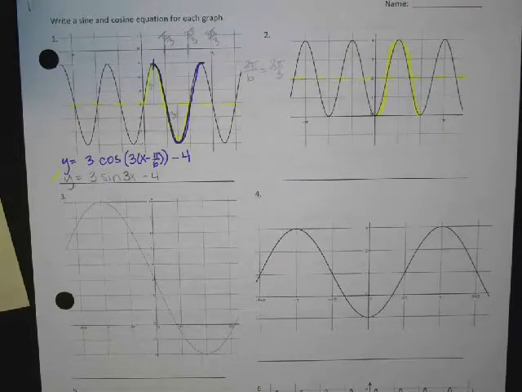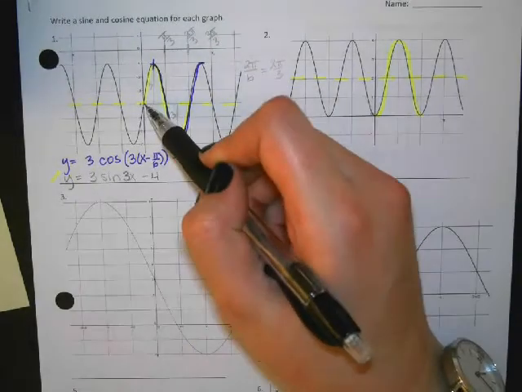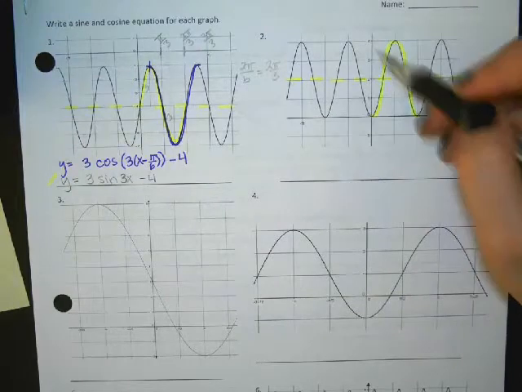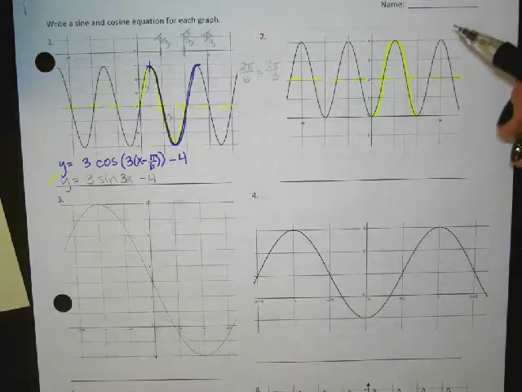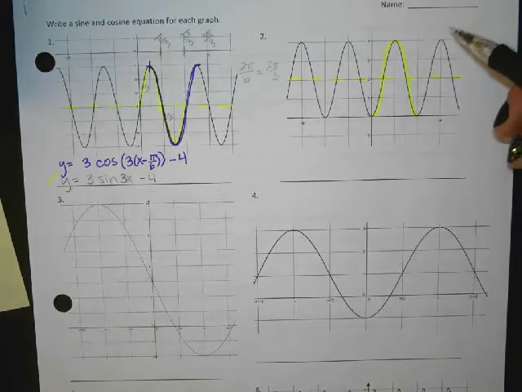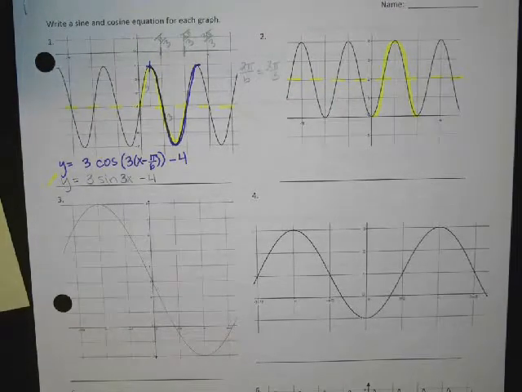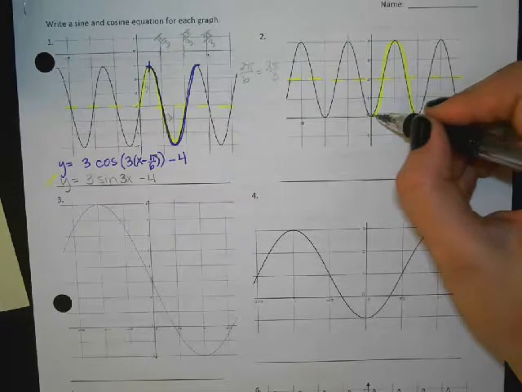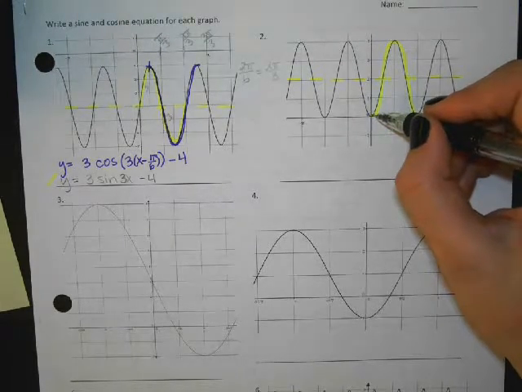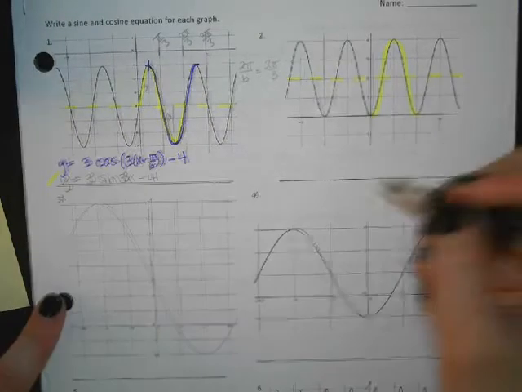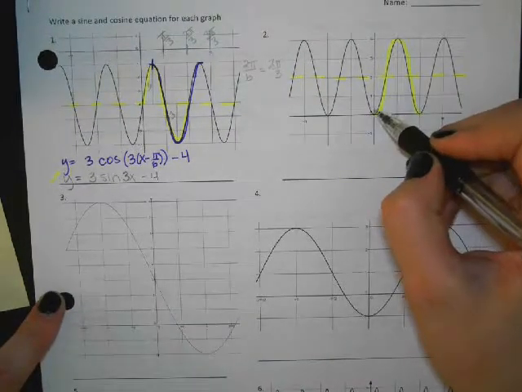So sine graphs start in the middle. Cosine graphs start at the top or start at the bottom. That's the only way to tell the difference. Other than that, they look the same. So this one starts at the bottom. Is it a positive cosine graph or a negative cosine graph? It's negative. Regular cosine graphs start at the top. This starts at the bottom, so it's a negative cosine graph.